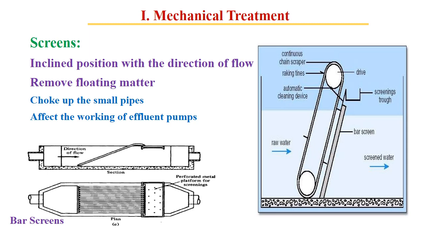They could be in the inclined position with the direction of the flow, or sometimes flat, like bar screens you can see in the figure. These screens help in removing the floating or suspended material which can cause choking of the small pipes or affect the working of the effluent pump. So this is the first thing to do in effluent treatment, to remove the big things either on the top or inside the water through different kinds of screens, that is, the mechanical filtration devices.